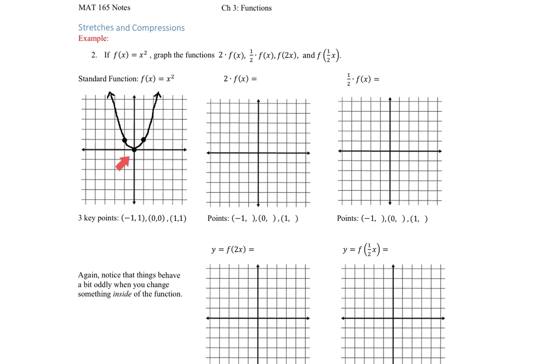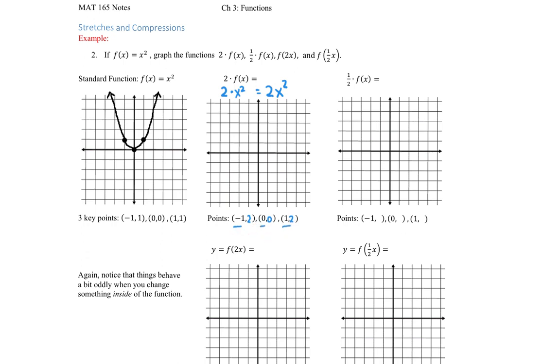Let's start again looking at our graph of x squared. We want to multiply our function by 2. By doing this, we'll have 2 times x squared. So our new function is going to be 2x squared. Let's go back to our key points again, -1, 0, and 1, and let's plug those into our function. And when we do, we'll get these 3 key points.